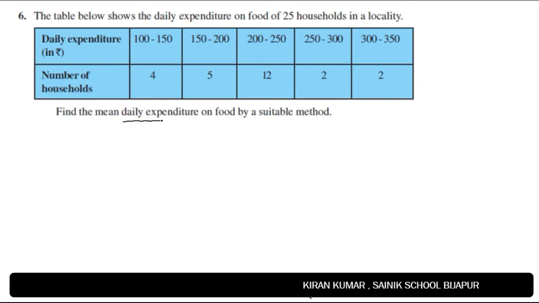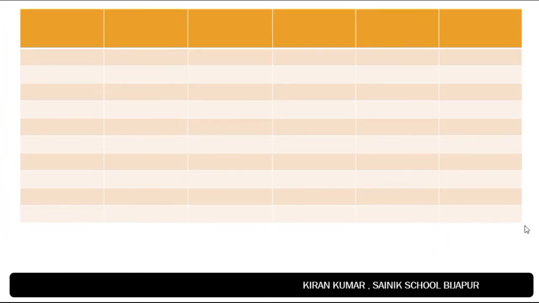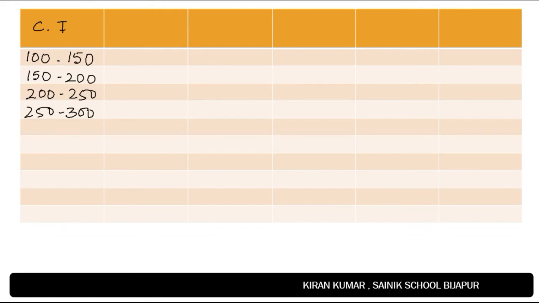Find the mean daily expenditure of food using a suitable method. Observe here there are the class intervals which are slightly huge, so it's better to follow the step deviation method. For that, I'll take a table. Let me mention the class interval. The class intervals are 100 to 150, 150 to 200, 200 to 250, 250 to 300, 300 to 350.